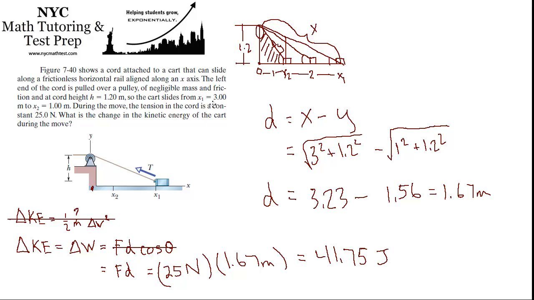Which implies that since there's no change in potential energy, all of that work must have been converted into kinetic energy now that the block is in motion. All of this is done without ever knowing the mass, without ever knowing the velocity, without ever considering the acceleration. So this is the formulation just using work to find kinetic energy. And that's it.